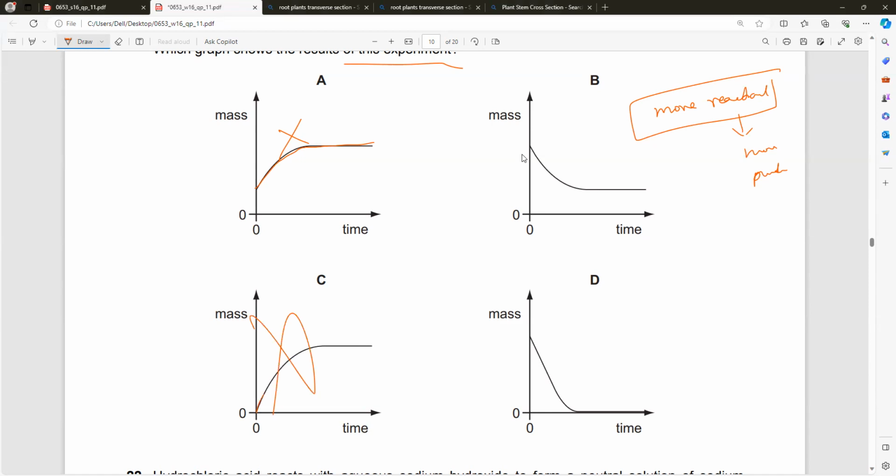Now B and D, anybody? In graph D, after a certain time it becomes 0, indicating the rate of reaction stops. The rate of reaction won't stop. It will become stagnant.